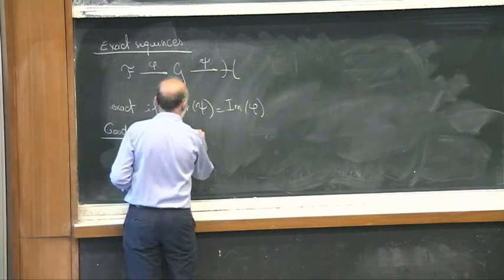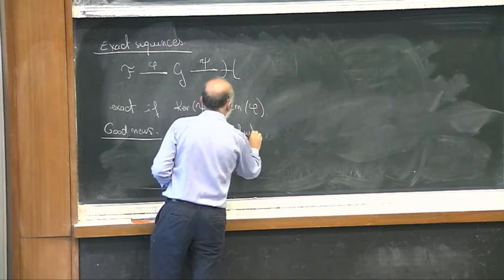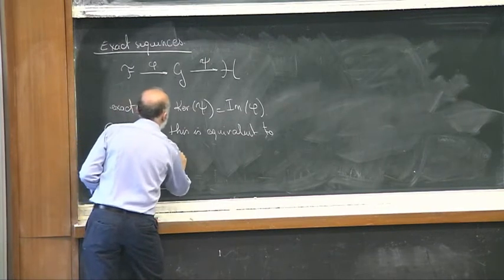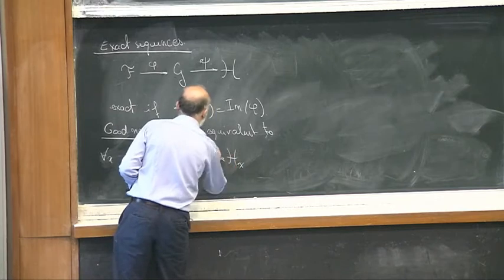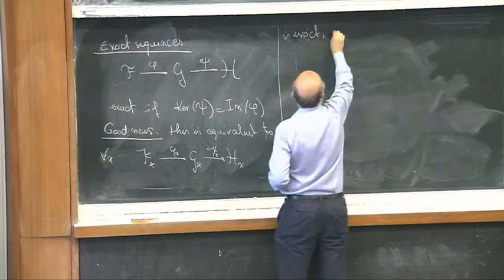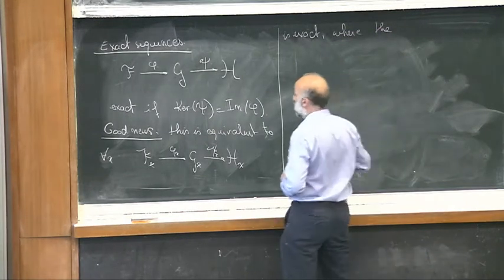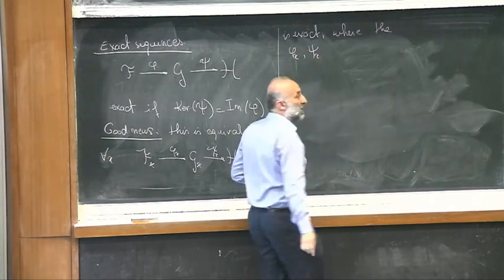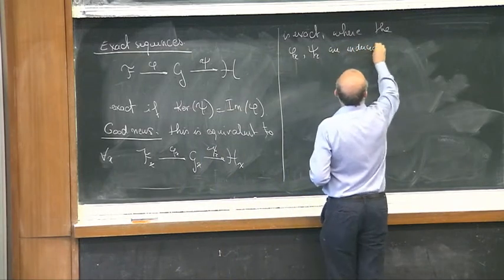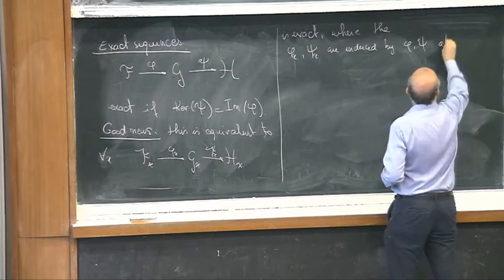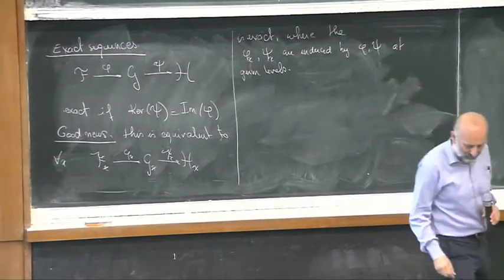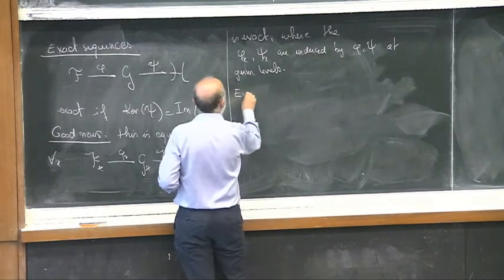Now, the good news is that this is equivalent to the fact that for any x, this map here is exact, where phi x and psi x are just the maps induced by phi and psi at the germ level. So let me give you an example of an exact sequence which will be useful.